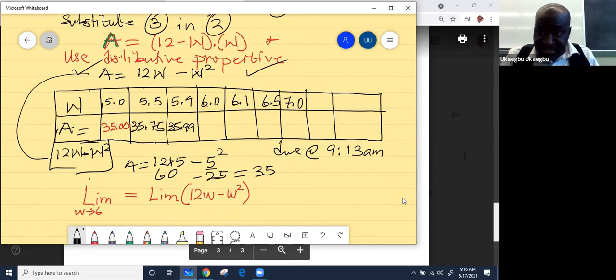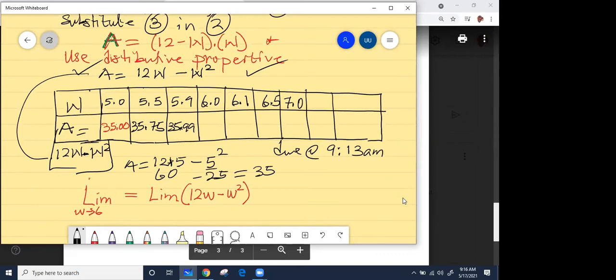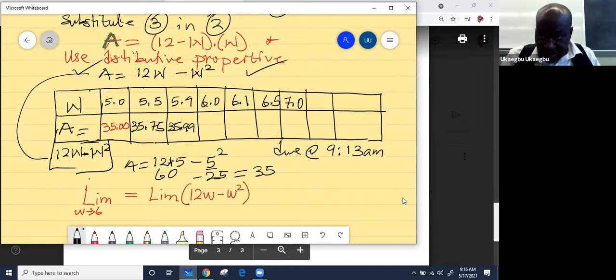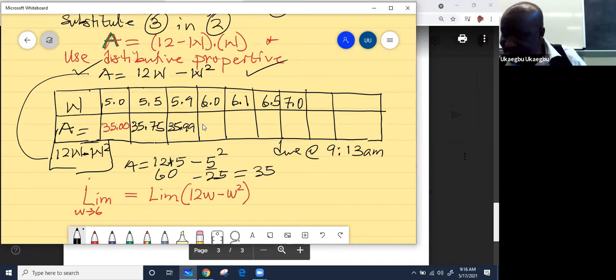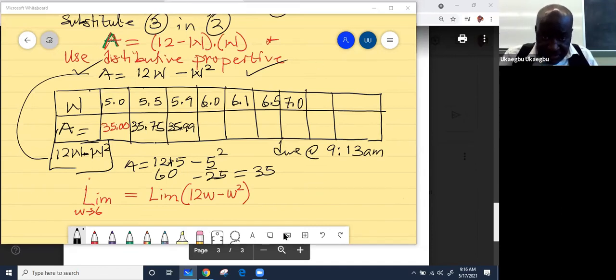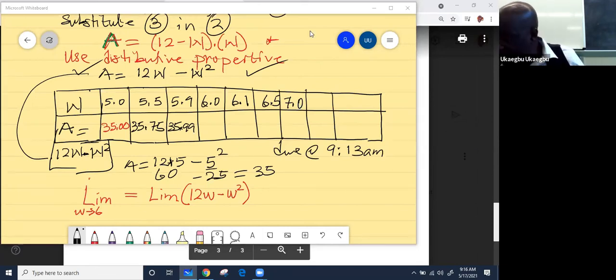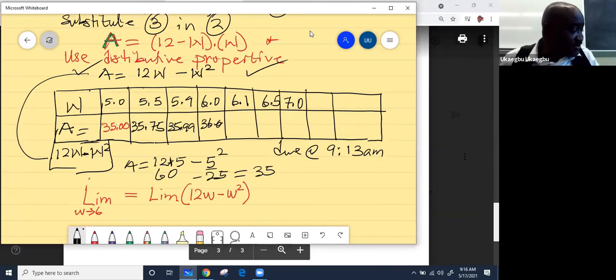Next person, let's get back to Chioma. Chioma, did you evaluate 6 when the width is 6? Okay, Shakur, go. What is the area when the width is 6? It looks like Shakur typed something. If your mic is not working, he typed 36. So he gave us an answer via chat, and he said 36.00.